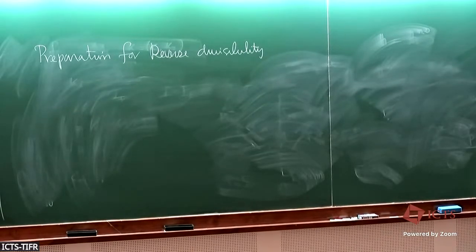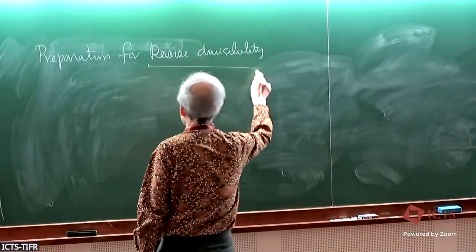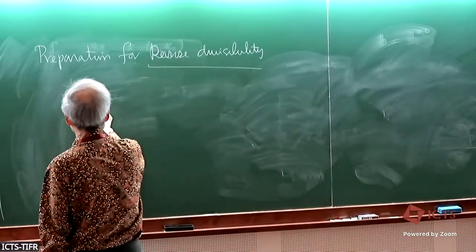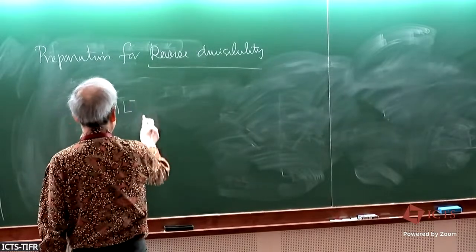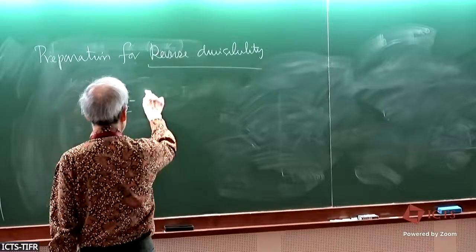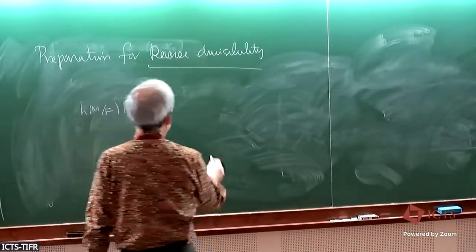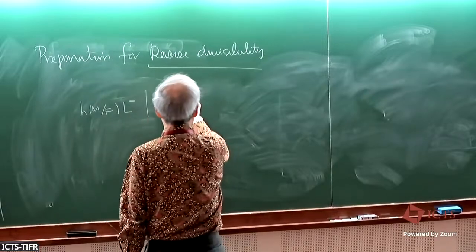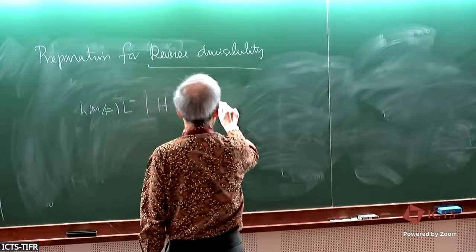So if you can prove this, reverse divisibility means what? H_MF divides L minus Jack's direction, this divides H. And this H, by the R equals T theorem, is H_MF.